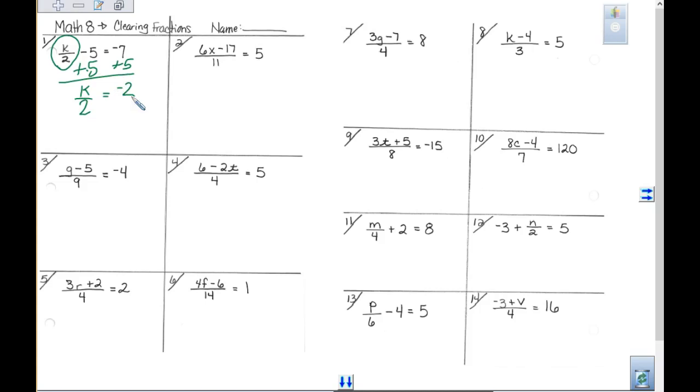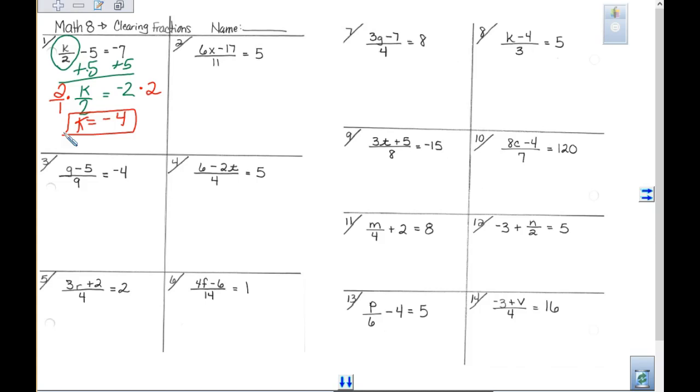Now the question is, I want to find k, and it says k is divided by 2. So Gavin, if I'm trying to find k, the opposite of dividing by 2 is? Multiply. Now I'm going to multiply on both sides of my equation times 2. This side I might put 2 over 1, and over here I might write just 2. So k is going to be equal to -4.